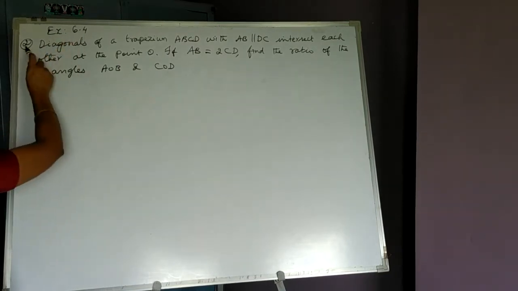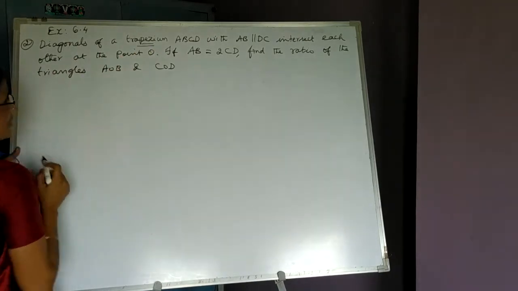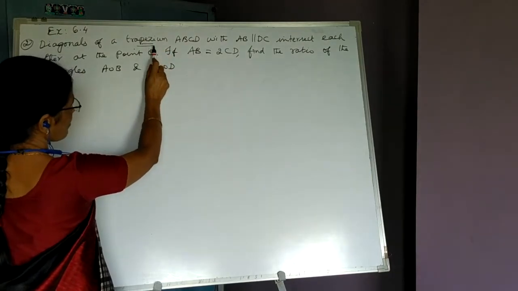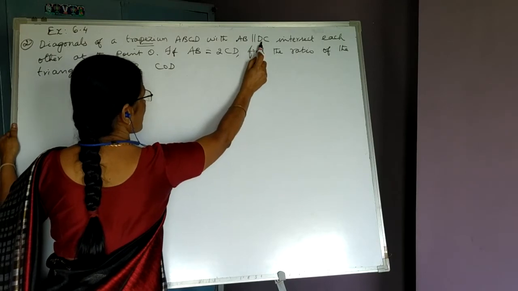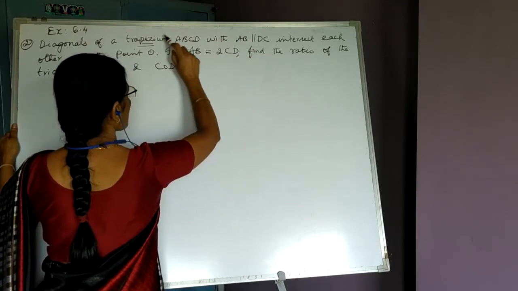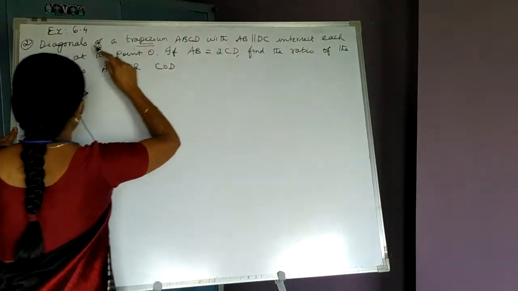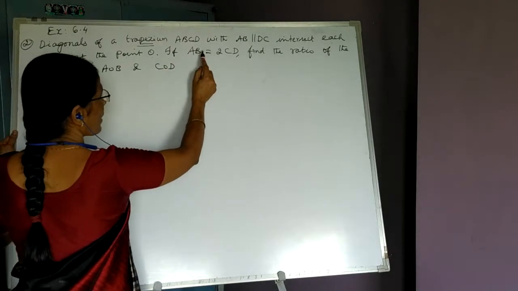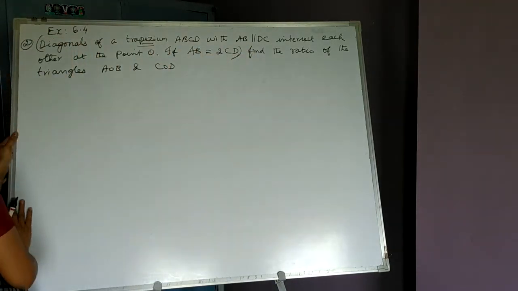Exercise 6.4 second question. Diagonals of a trapezium. A trapezium is given. We know in a trapezium only one pair of opposite sides is parallel. Which side is parallel here? AB is parallel to DC. So in this trapezium, diagonals intersect each other at the point O. Also given AB is equal to 2CD. These are the terms given in the question.